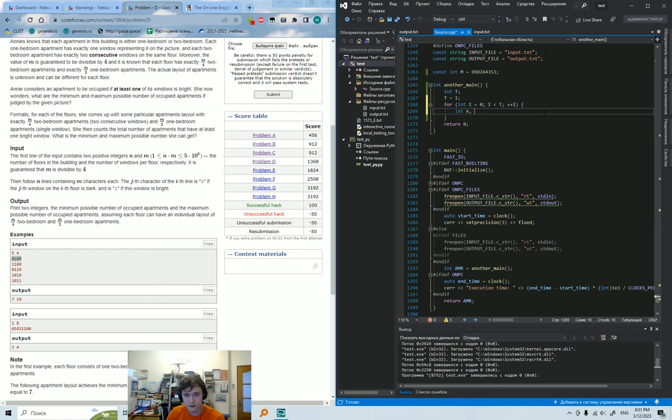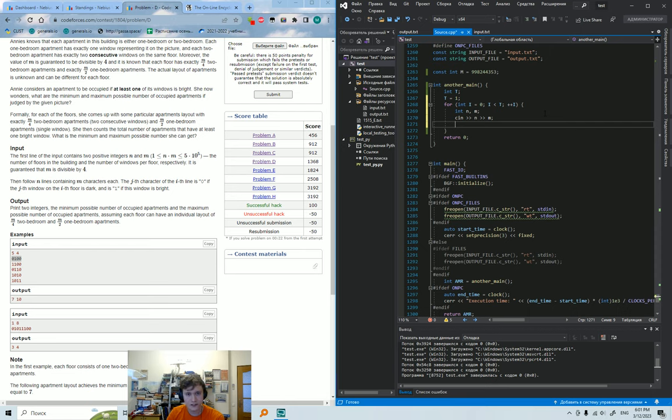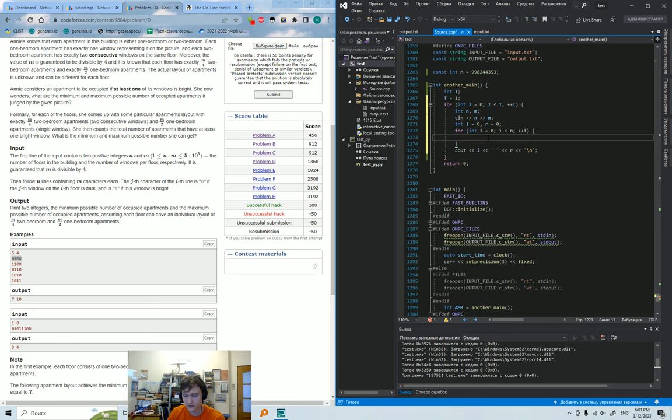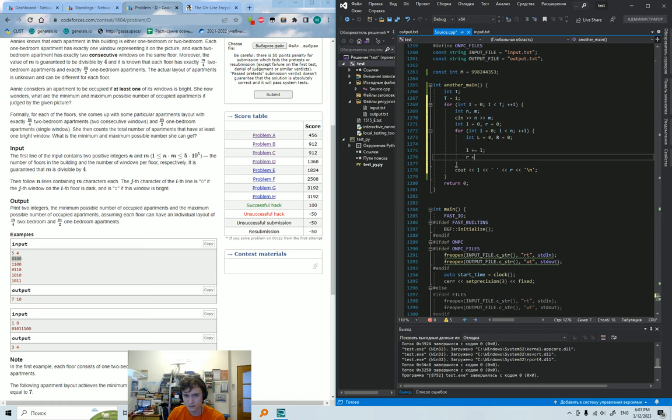So we read n and m. We find L and R, and we print L and R in the end. So we do it n times. So what do we do here?